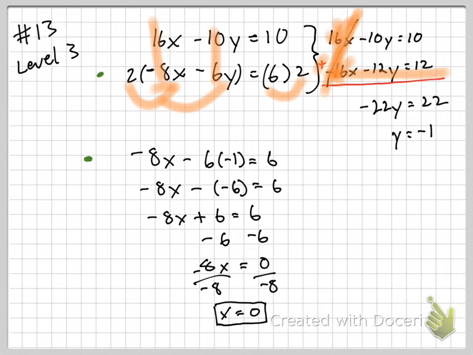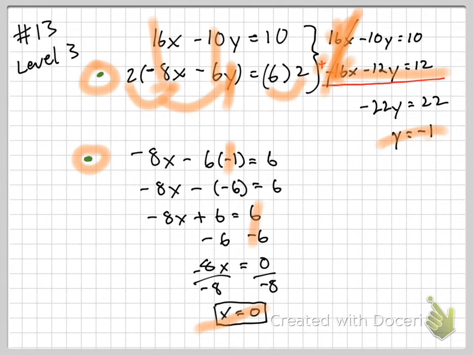And then these cancel. Negative 10 plus a negative 12 is negative 22. 10 plus 12 is 22, and y equals negative 1. I'm plugging into this equation, so you'll notice that the negative 1 goes in here and here. And then I solve, and x is 0.